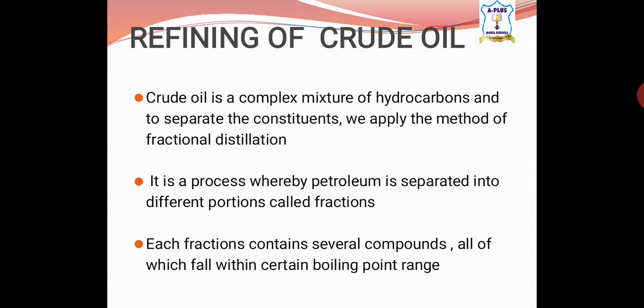This method of fractional distillation is whereby petroleum, or crude oil, is separated into different portions. These different portions are called fractions. Each fraction contains several compounds, all of which fall within a certain boiling point range. That's what fractional distillation does. When it reaches a boiling point, it separates the compounds at that boiling point. It continues boiling, and when it gets to another boiling point, it separates the fraction at that boiling point. So that's what we call fractional.